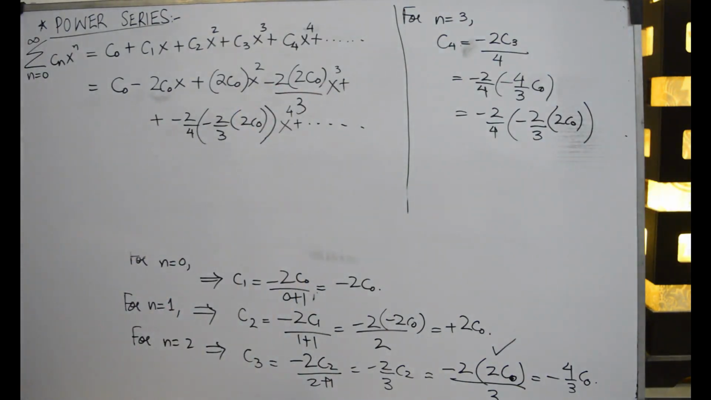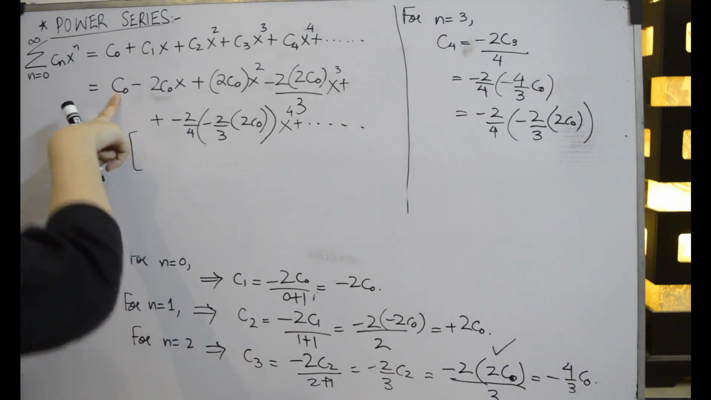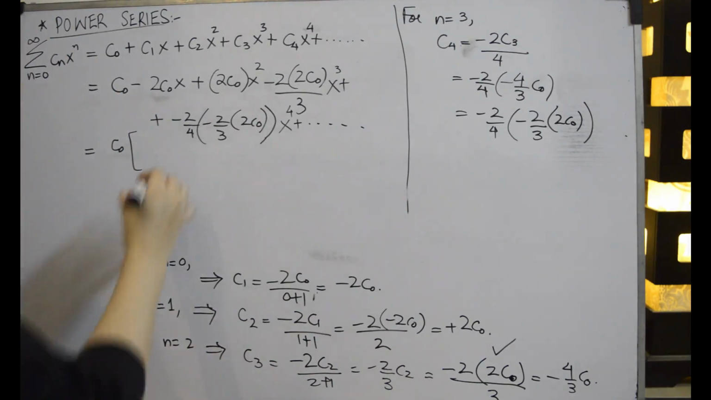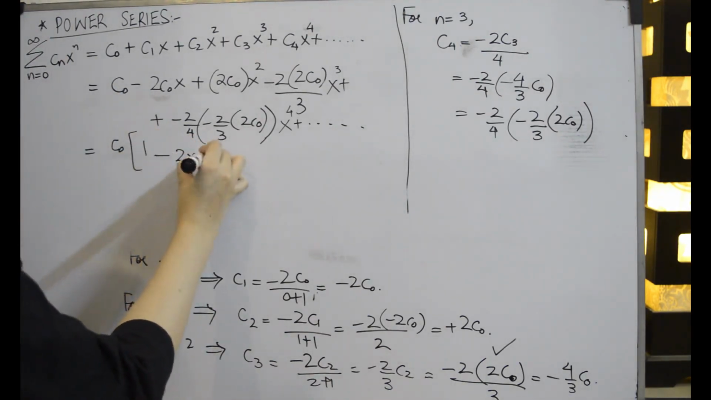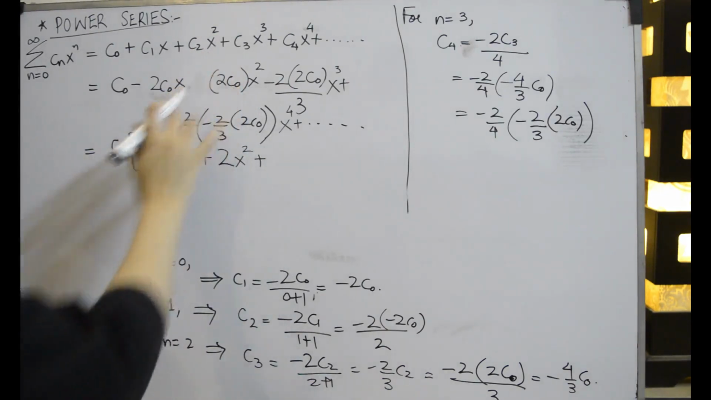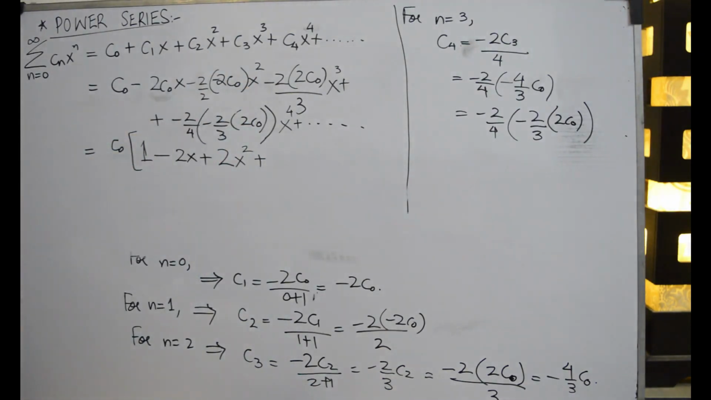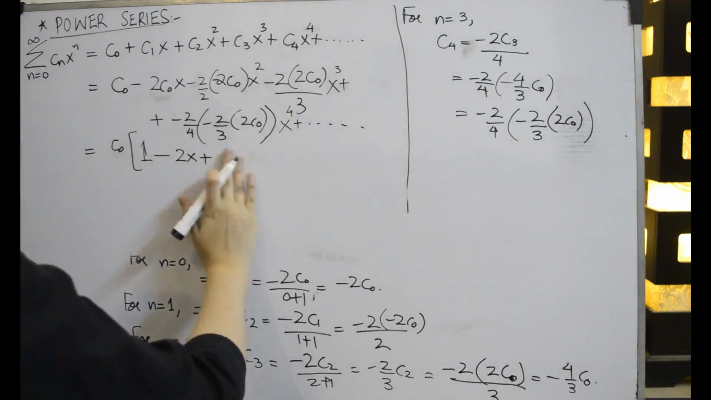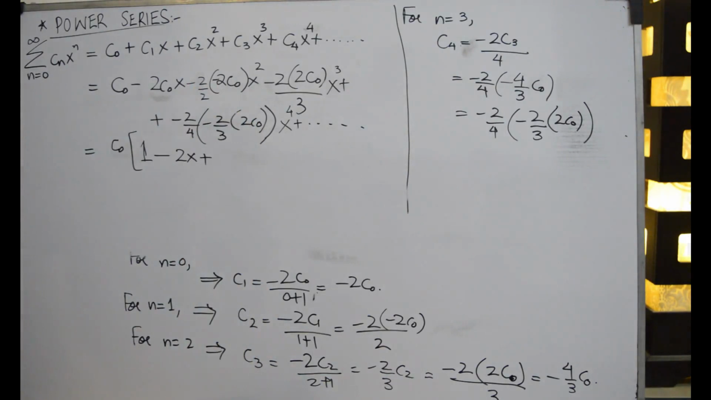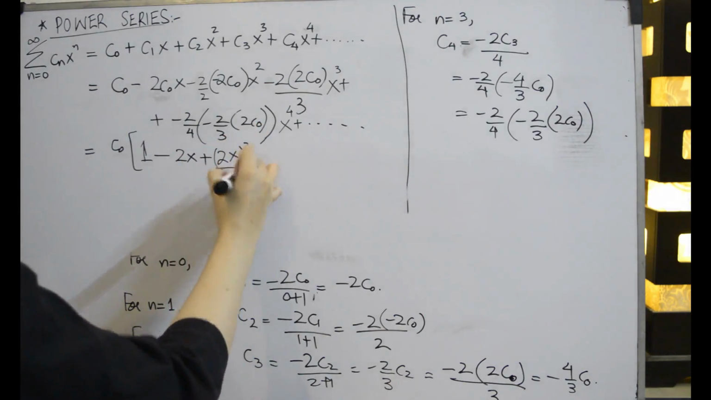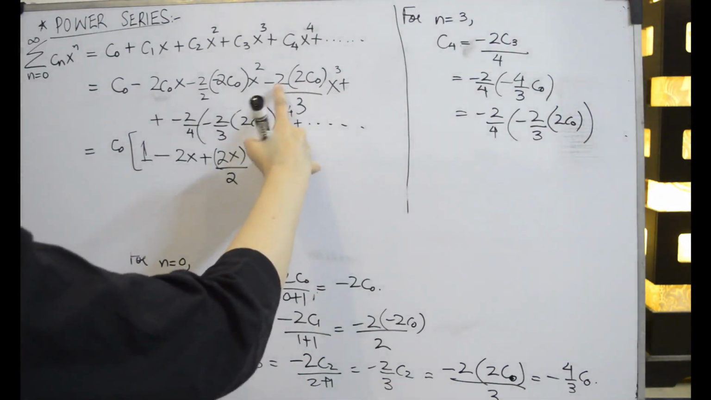So you can generalize it, and it can be seen if I take C naught as common, because the first term doesn't have 2. So if I take this common, then it means 1 minus 2 into x plus minus 2 into minus 2 by 2. Yes, you can also write it. It can be written, if I take it common, as 2 into x whole square divided by 2, minus 2 into 2.